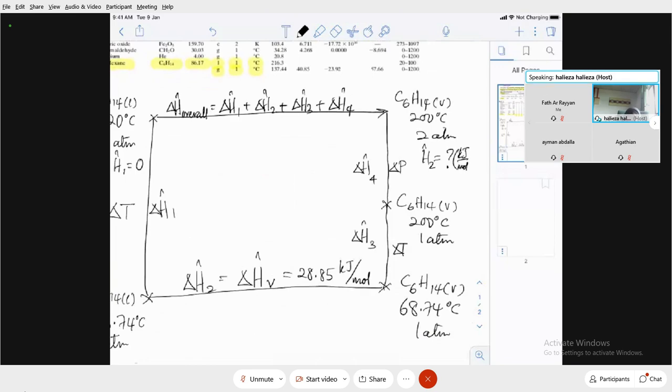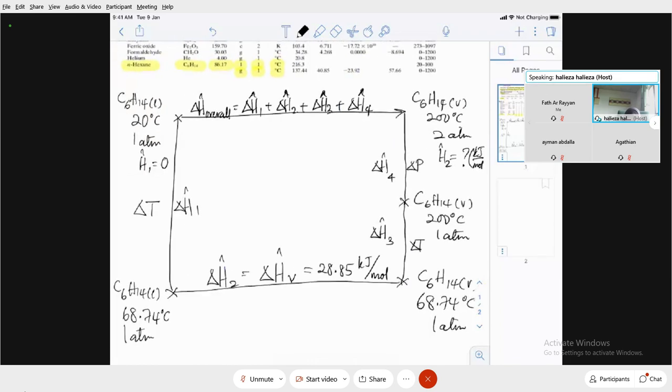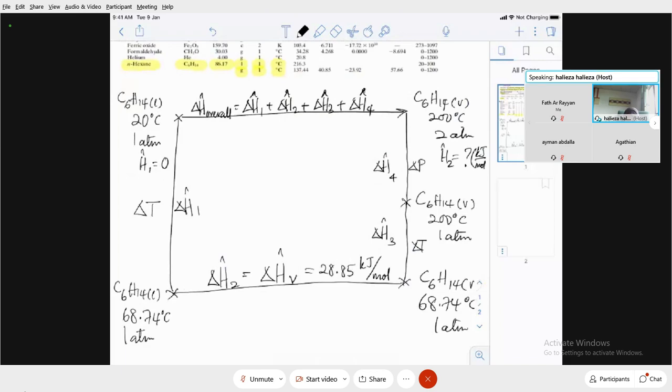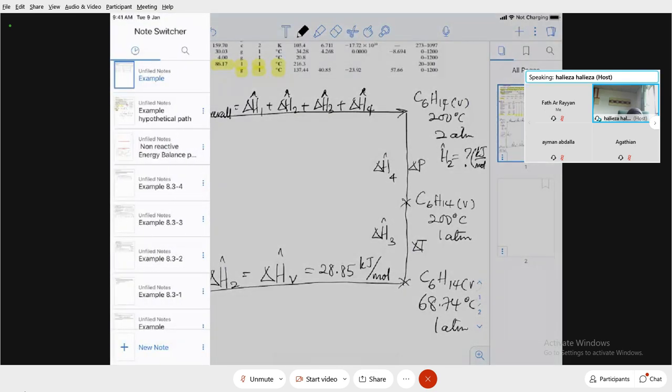The specific enthalpy change for these changes. Now, remember I mentioned, whenever you have a change in temperature, the equation is going to be very easy, whether it's gas or liquid or solid. So let's go back to the first step. Enthalpy change 1 is going to be change in temperature. What changes from liquid to liquid? Just temperature. So let's go back to our table.